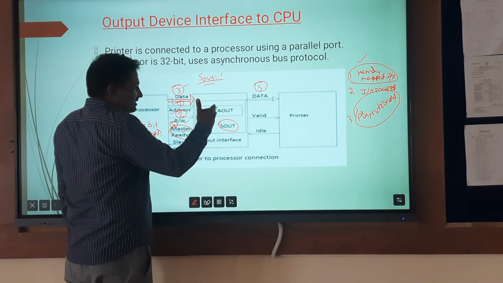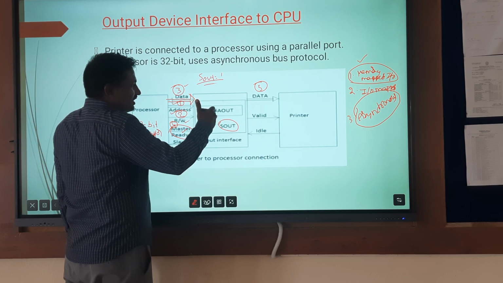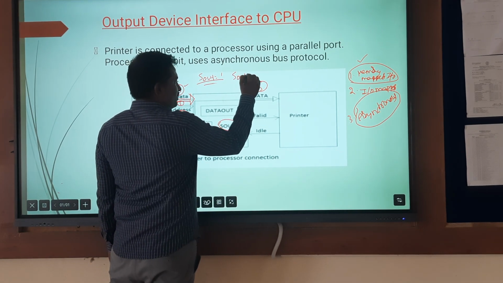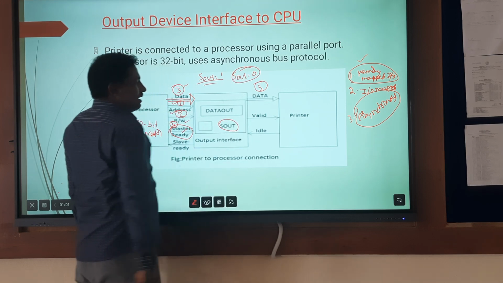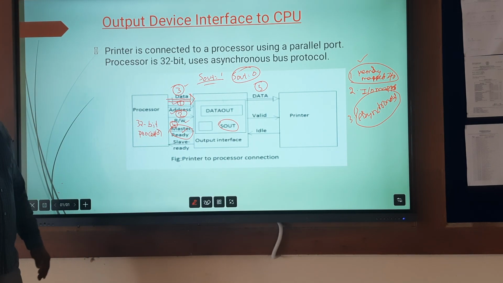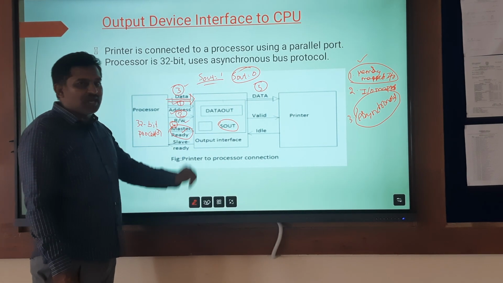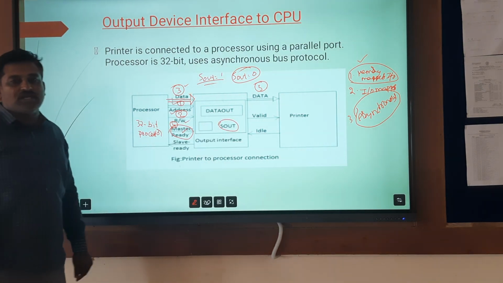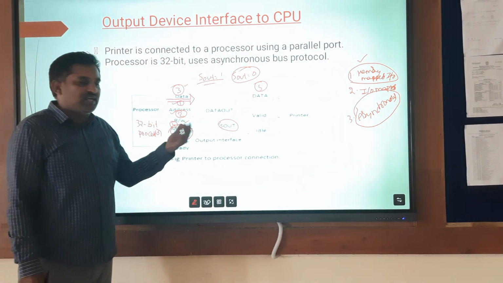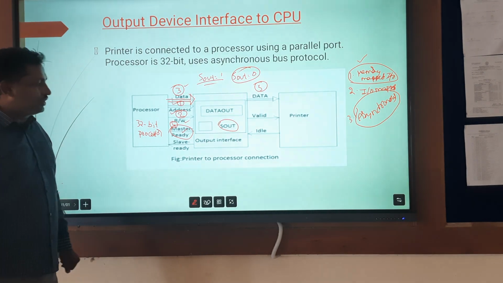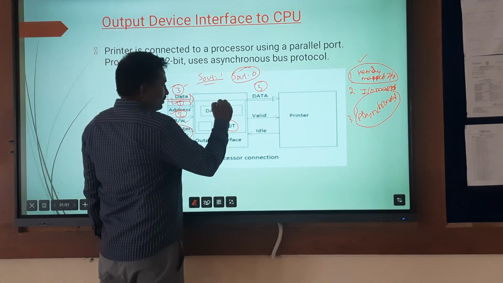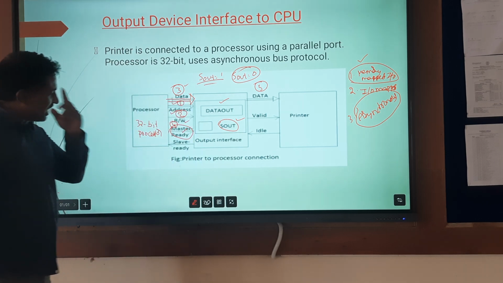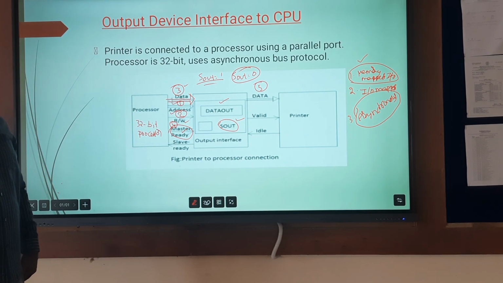Once the data is transferred out from the data out register to the printer, then S out becomes 0. Then the processor identifies there is no data in the data out register. Similarly, the printer also identifies there is no data present in the data out register. So, the data out and S out registers are inside the output interface circuit.